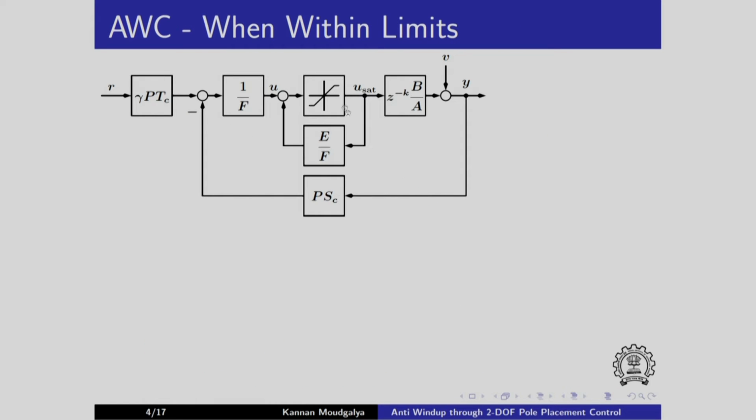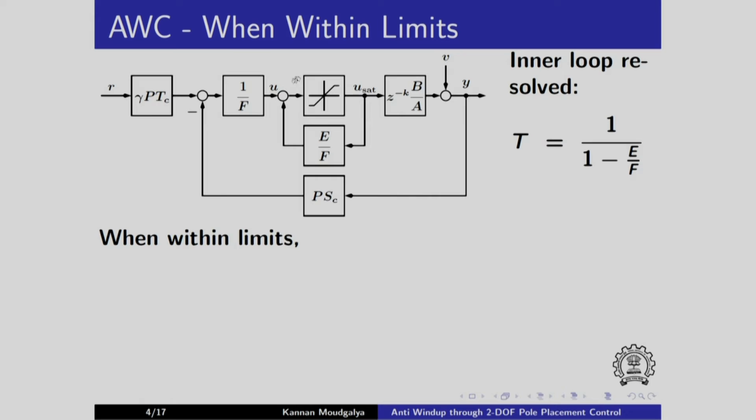Let us see what happens when the saturation block is not active. That is, the control law calculated by our controller is within limits. Then this saturation block can be replaced by a gain of 1. So when within limits, we will find the expression for this inner closed loop.